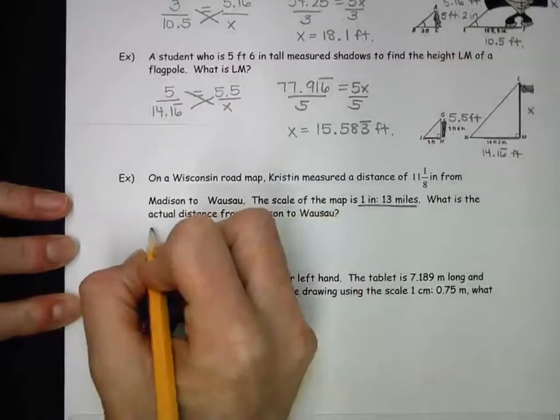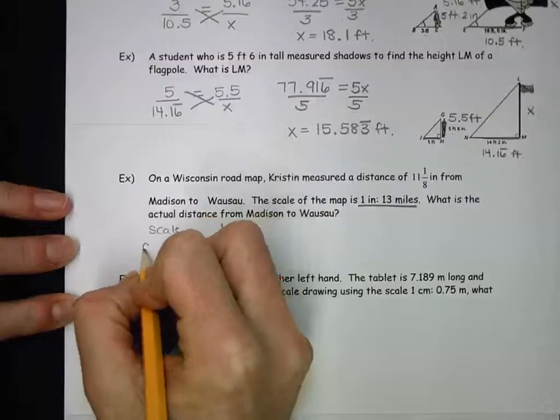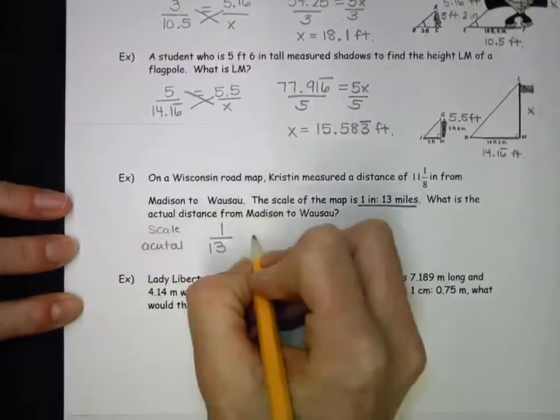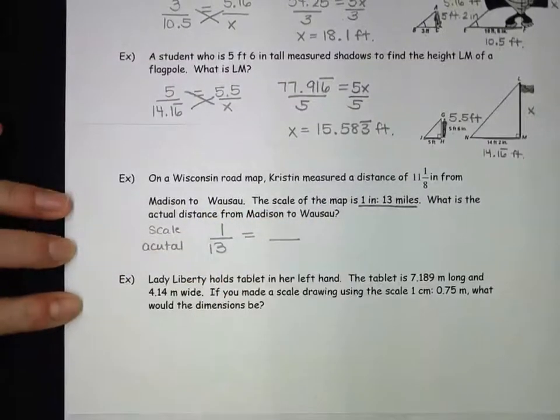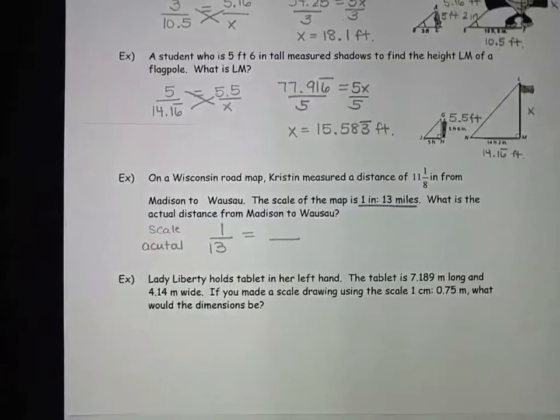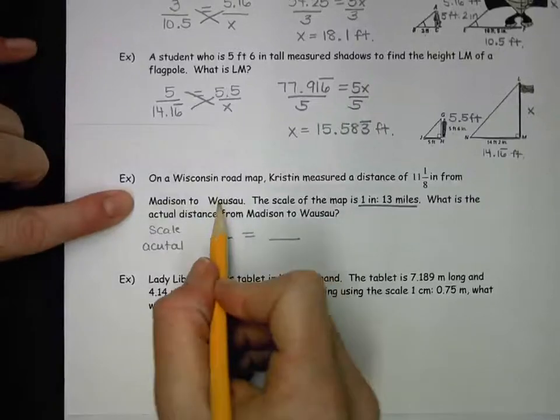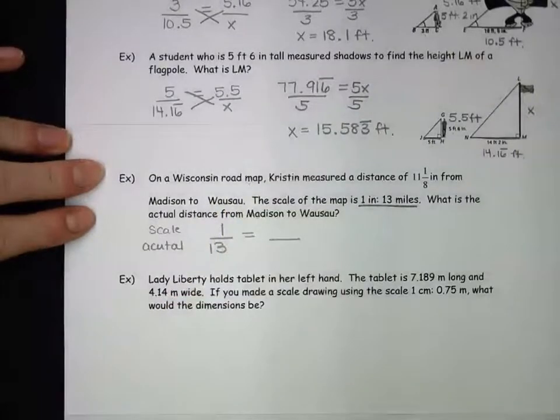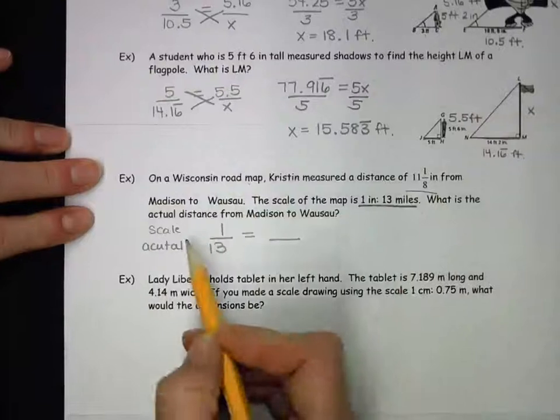Now the 1 represents the scale, the 13 represents the actual distance. We're going to set that equal to a proportion. If you look up above, Kristen measured a distance of 11 1/8 inches from Madison to Wausau on the map. So, because this is on the map, that is our scale.